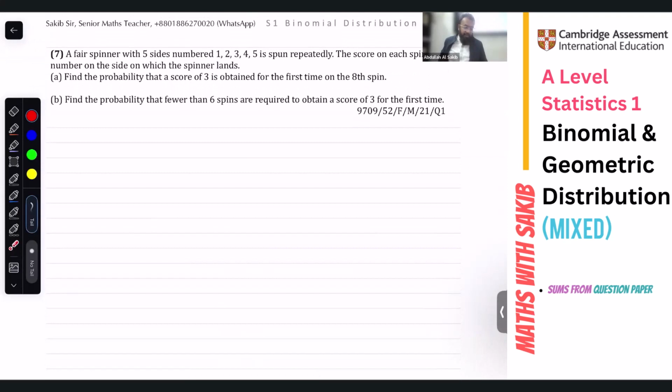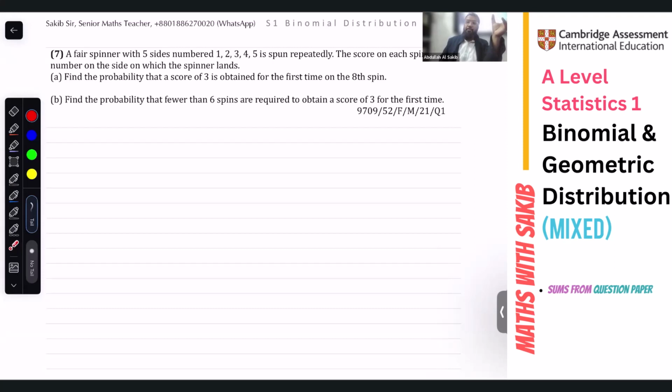A fair spinner with 5 sides, 1, 2, 3, 4, 5. A fair spinner means each one has the same probability. Clear? That means 1 by 5. The score on each spin is the number on the side on which the spinner lands. Okay, part A. Find the probability that a score of 3 is obtained for the first time on the 8th spin.